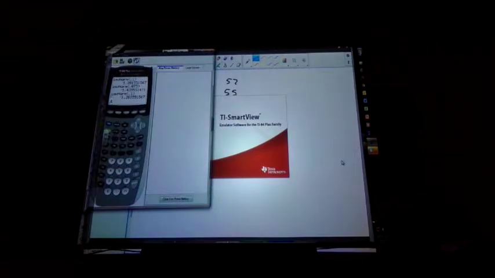Okay? So you're going to have to find the mean. And then remember there's two different standard deviations that we're going to use. Now we're going to start using the other standard deviation. So I'm just going to plug in this data into the calculator.